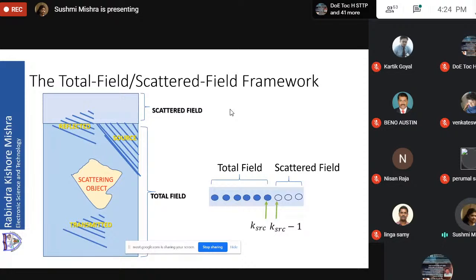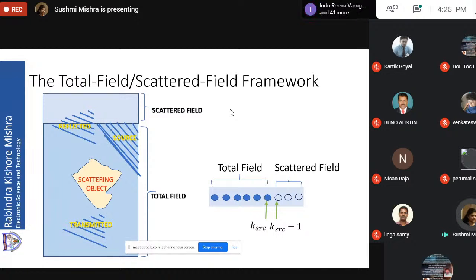The solid points are for the source side, and the hollow points are for the scattered. So source and total field are in the solid, and scattered field are in the hollow side. There is a difference also. At that point, K SRC and K SRC minus 1. These two are critical points in formulating the problem in such a situation.